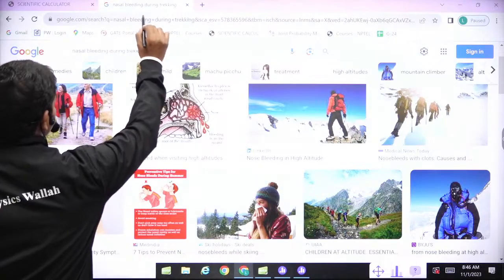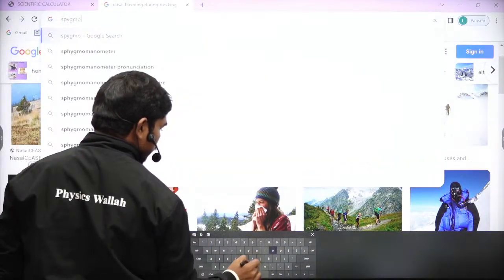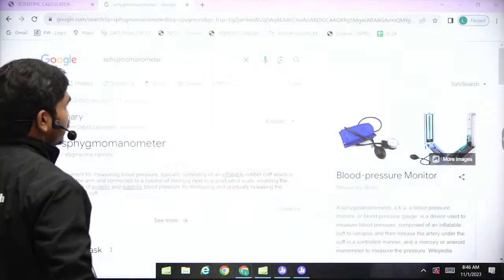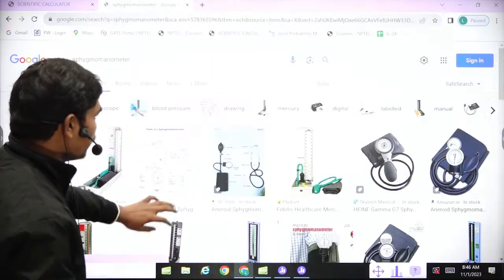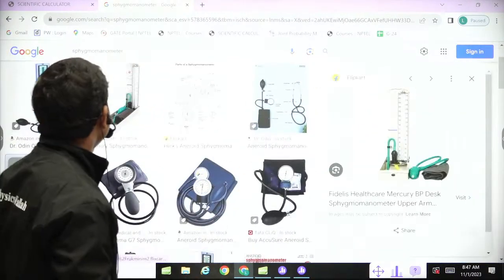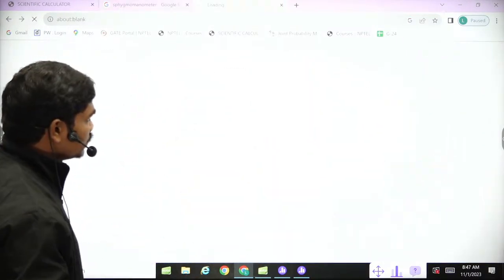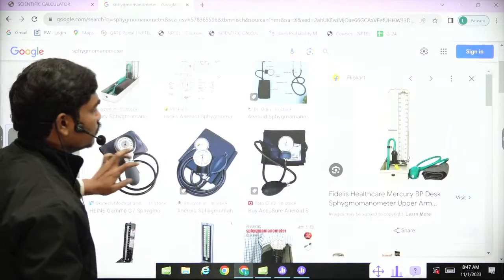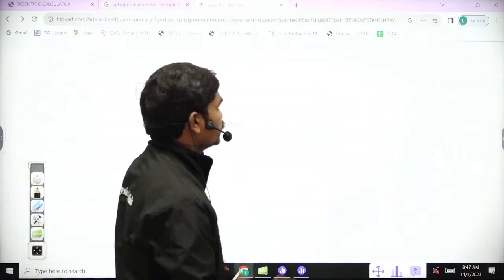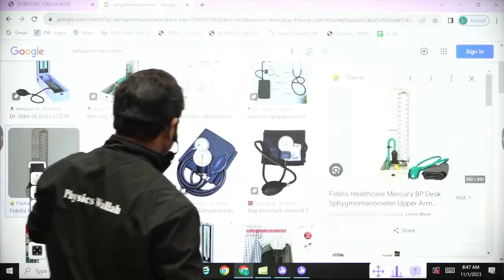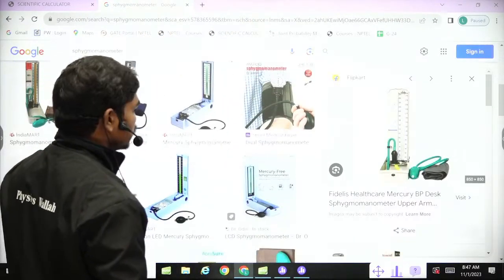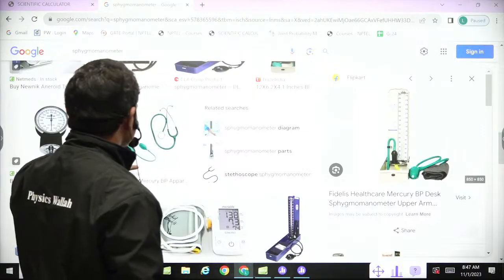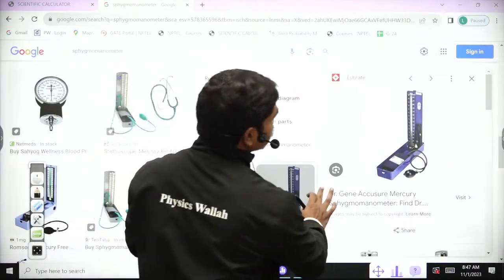So I'll show you that again. Sphygmomanometer. I think I missed an H here. I am very poor in English, so you can forgive me for that. This is what you might have seen. Any one image, if you open it in general. Oh, this is directing to Amazon. Fine. Let us see some normal picture. Why is nothing opening? All these are for sale, I guess. Anyway, fine. You can see it somewhere, like this.